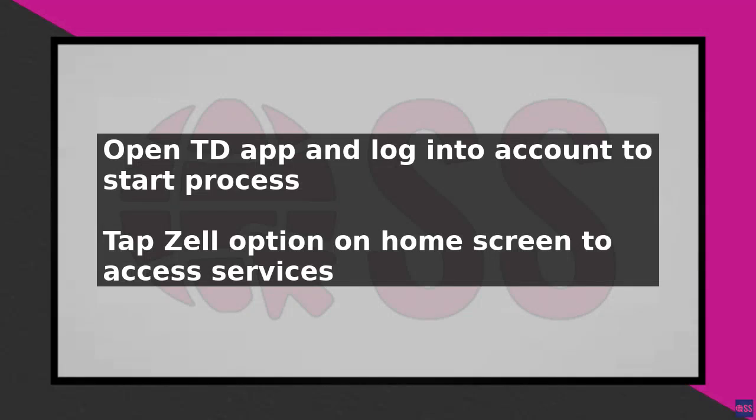To send money using Zelle on TD Bank, start by opening the TD app on your mobile device and logging into your account. Once you're logged in, you'll see the home screen, where you'll need to tap on the Zelle option, usually located at the top of the screen.